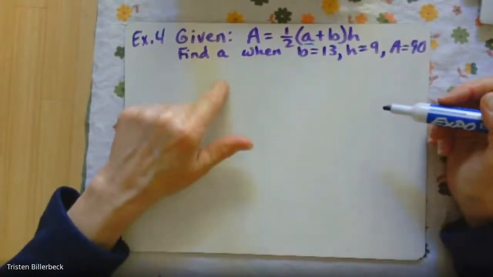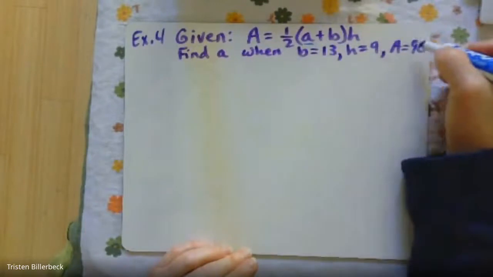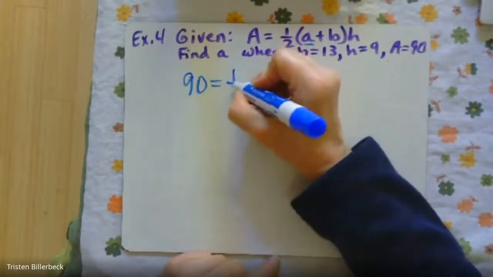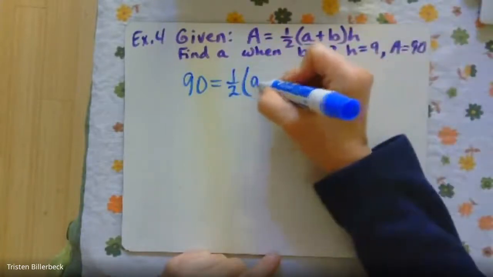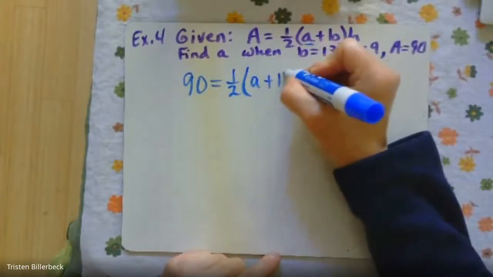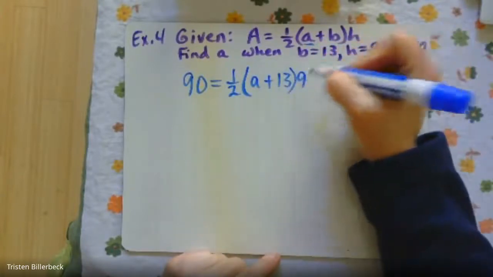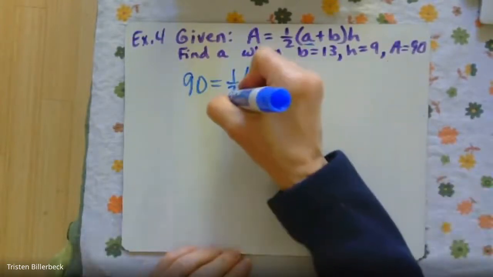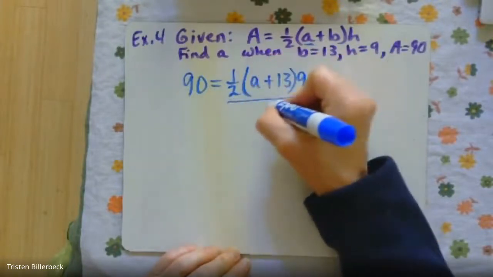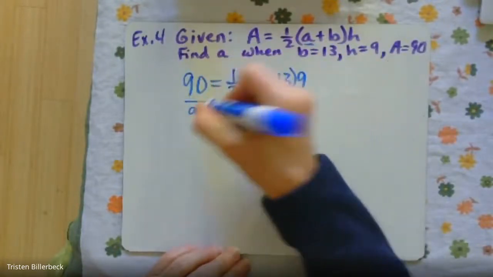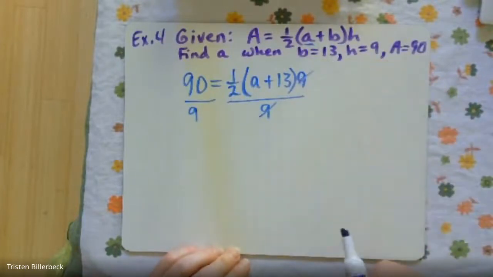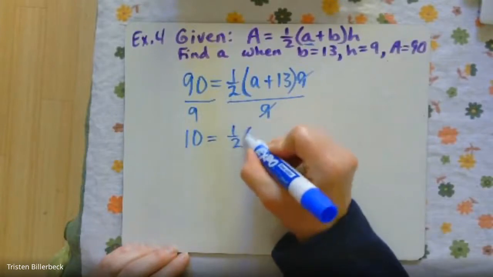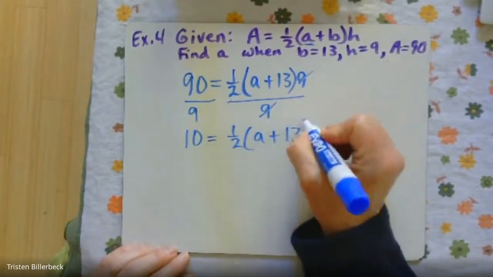Okay, so back to this problem. So A, big A, is 90. So we're going to substitute 90 in there. The 1/2 stays. We don't know what A is. B is 13. And H is 9. So first we're going to divide everything by 9. And what that does is it gets rid of that 9. And it gives us 10 equals 1/2 A plus 13.